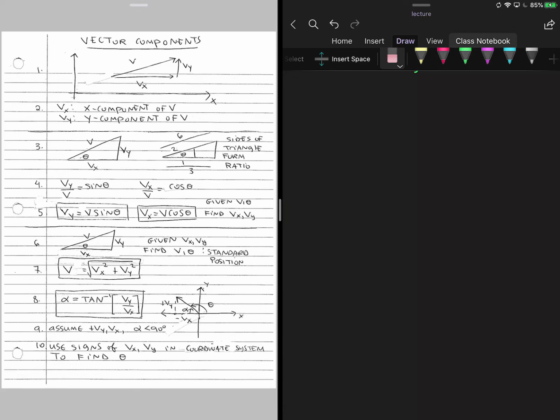Here we're going to learn how to perform calculations with vectors. But before we do that, let's introduce some new terms. So let's say that this is your coordinate system, positive x-axis, positive y-axis, and let's say that this vector here points in this direction, vector v.